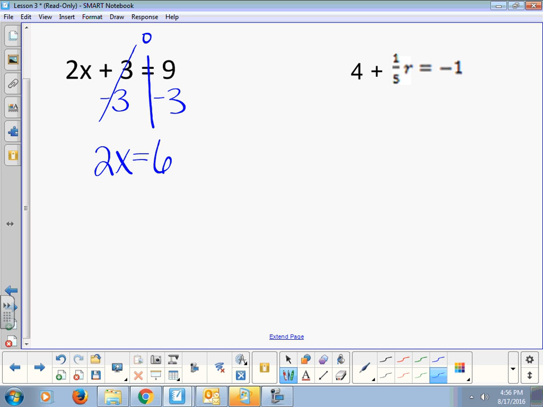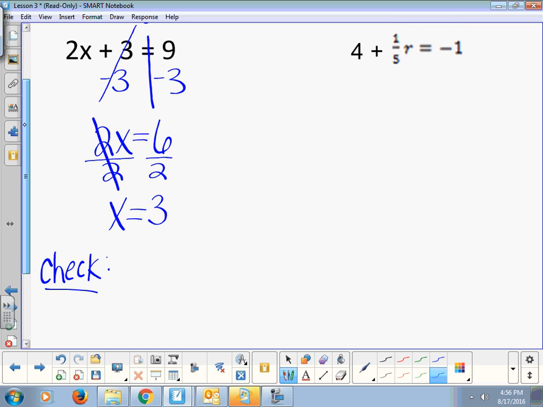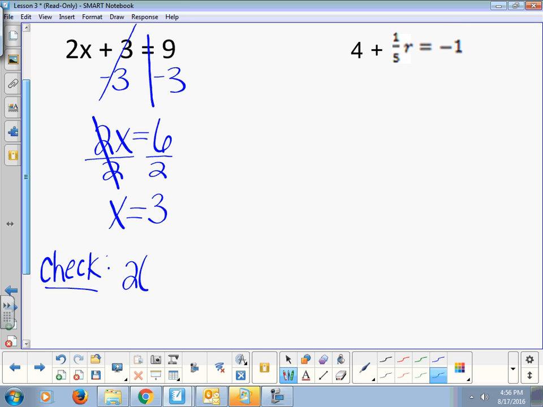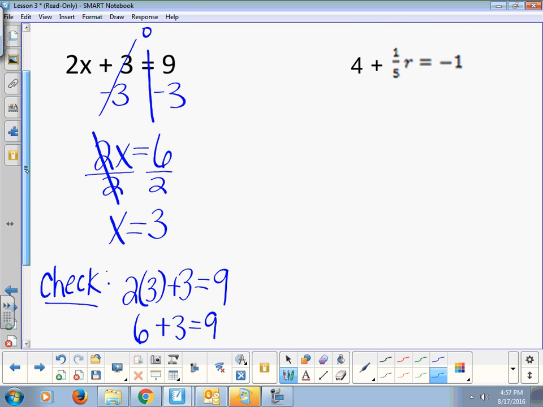We have a 2 out in front, which means we're multiplying by 2. We want to do the opposite, which is divide. 2 divided by 2 is 1. We're left with x equals 3. If you want to do a check, you're going to plug in your value for x when you rewrite the equation. So 2 times 3 plus 3 equals 9. 2 times 3 is 6, and 6 plus 3 is 9. 9 equals 9, so we know we came up with the correct answer.